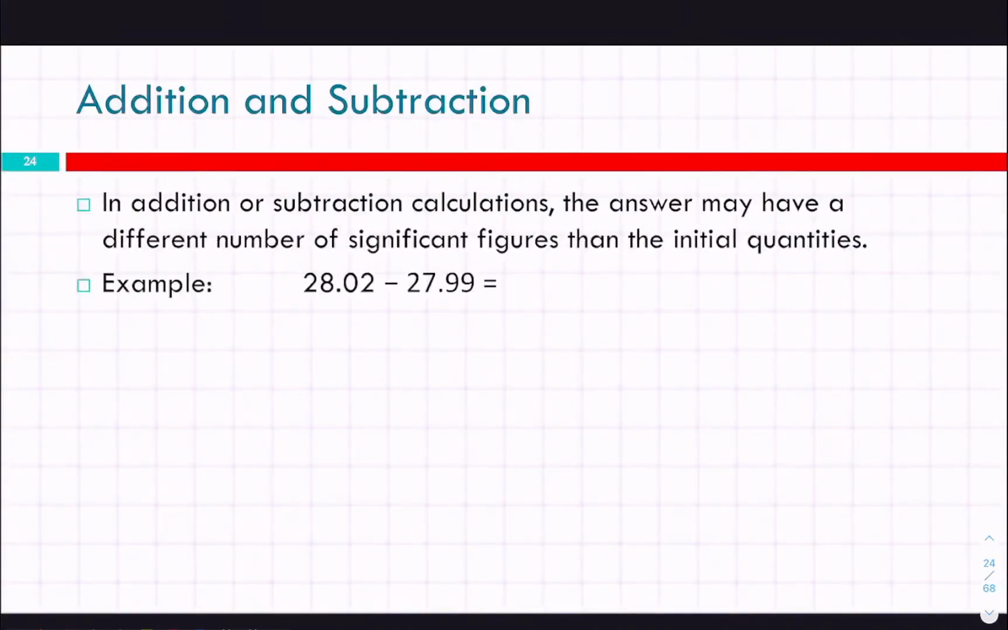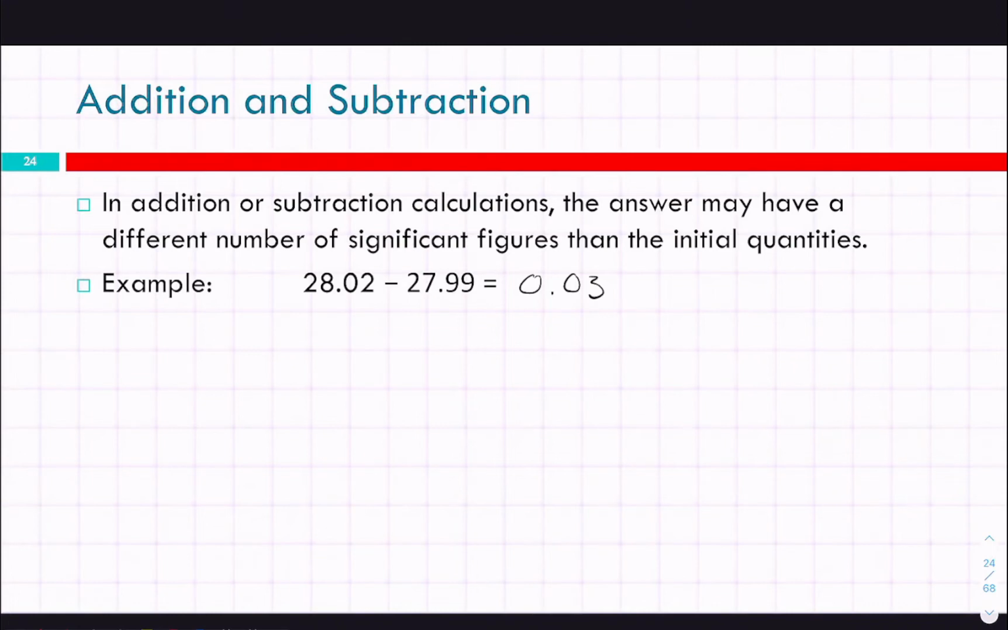All right, we have more examples for this. One of the weird things that can happen with addition and subtraction is you can actually lose significant figures. So for example, if we have these two numbers, 28.02 minus 27.99, how many decimal places are we going to have? 2 decimal places. And that's what's going to determine how many significant figures our answer has. So 28.02 minus 27.99 is going to be 0.03.